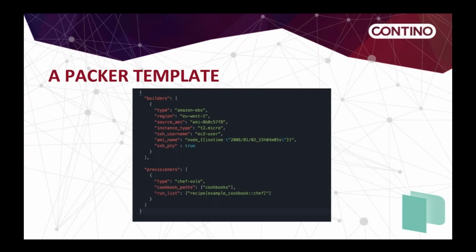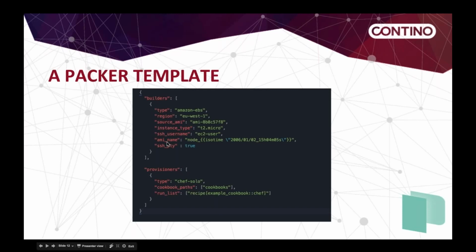Then the instance type, in this example the T2 micro, we're specifying how big this particular image will be, so how big the temporary node will be that gets snapshotted. And then you have the SSH username, so this is what Packer will use to SSH onto that node and do any configuration remotely that you specify within the template.